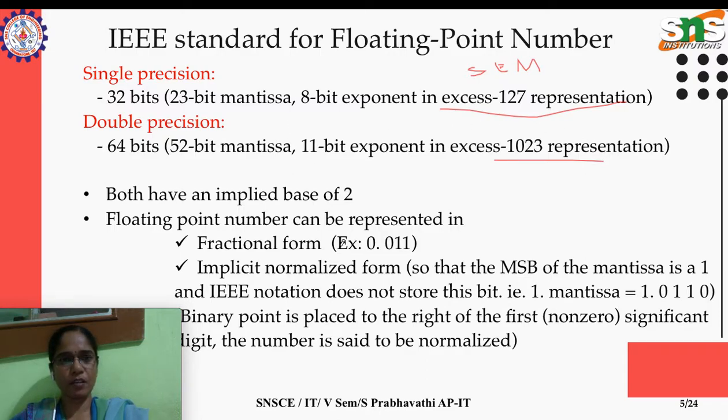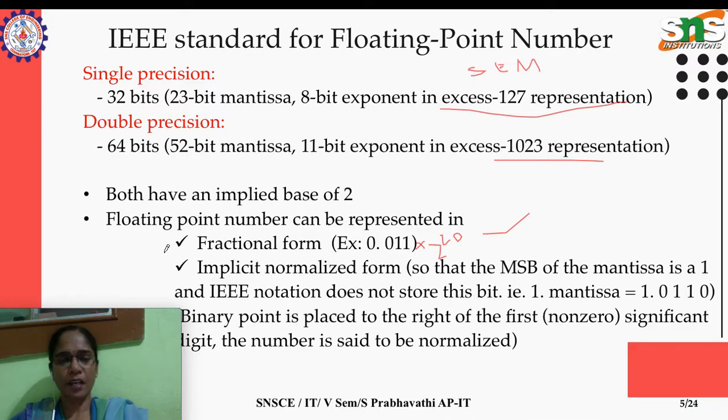In the IEEE standard, floating point numbers can be represented in two ways: fractional form and implicit normalized form. Fractional form means simply like this, where no exponent is represented, like 2 power minus 1, 2 power minus 2, and so on. Simply the fractional form alone is represented. The other way is the implicit normalized form. What does that mean? It means the MSB of the mantissa, the most significant bit, is 1 in IEEE notation.